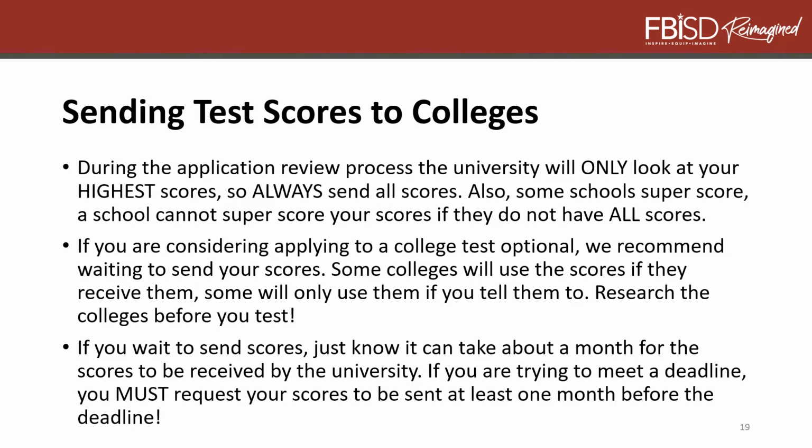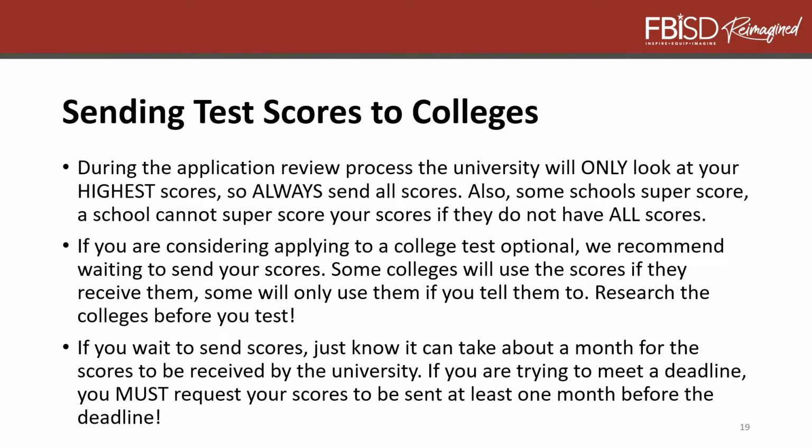During the application review process, the university will only look at your highest test scores. Always send all scores. Also, some schools superscore. A school cannot superscore if you do not send all of your scores. Superscoring is when the college takes the best section score from each time you took the test and creates a new score. So let's say you've taken the SAT twice.